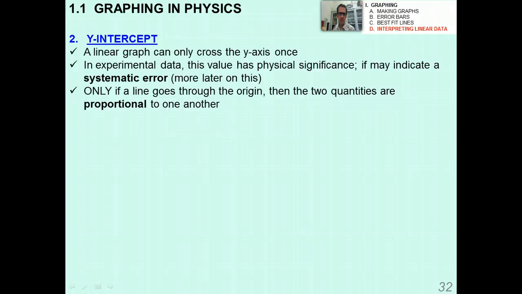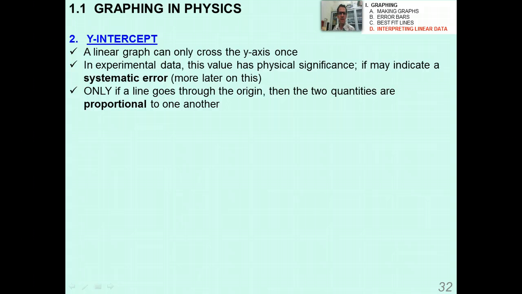Second, the y-intercept is also very important, okay? Remember, if it's a linear graph, it can only cross the y-axis once, okay? And in fact, if a function crosses the y-axis more than once, then it's not a function by the vertical line test, which we discussed in class, okay?